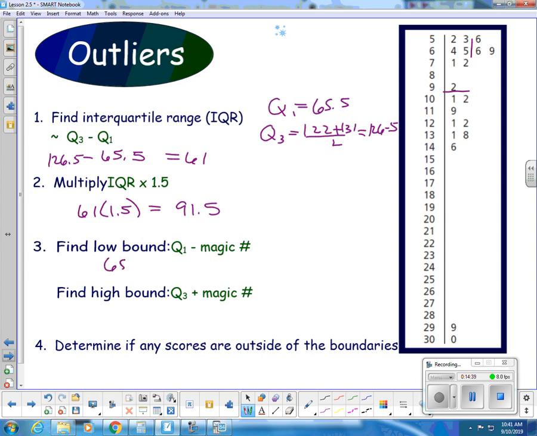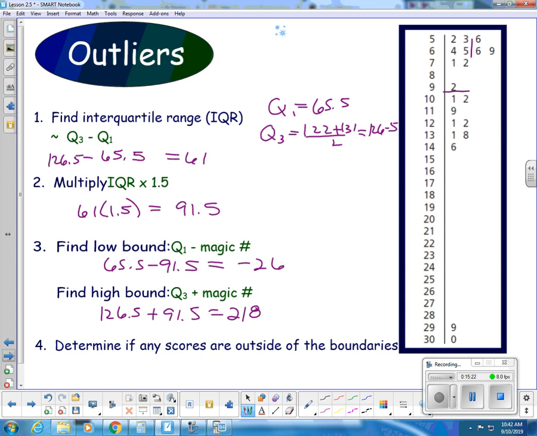So we've got 65.5 minus that, which is going to give me a negative number. Obviously I don't have a low extreme. I'll find it anyway, but it's negative. Then you start at the high quartile, the 126.5, and add it again to that one. And you get 218. So basically anything under negative 26 is an outlier, which we don't have any because there's no negatives. And anything above 218 is an outlier.